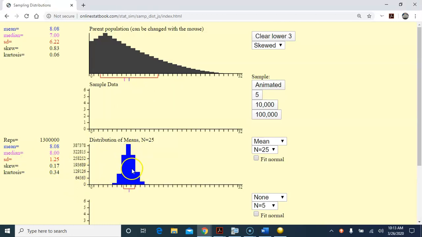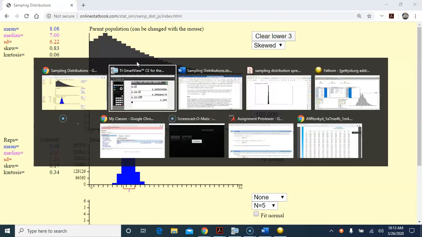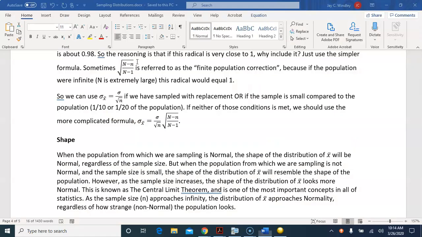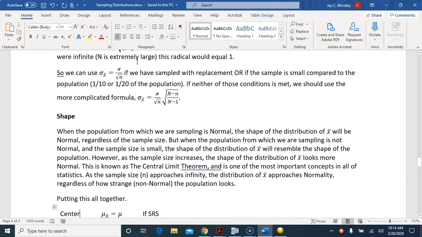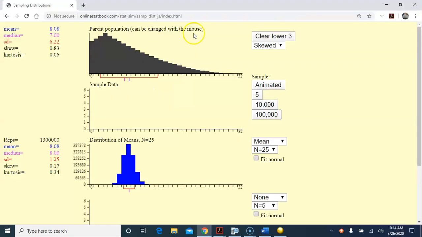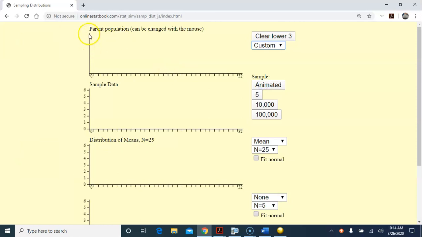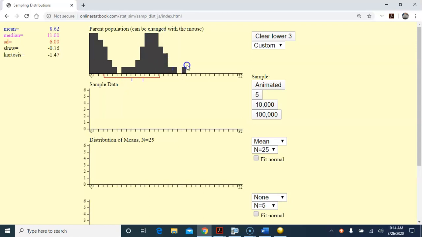But the big deal here is that as the sample size gets bigger, the distribution of x bars looks normal, even if the population is skewed or the population is not normal. That's a very important result in statistics known as the central limit theorem. As the sample size approaches infinity, the distribution of x bars approaches normality. And even if the population is really strange looking, like maybe something like this.